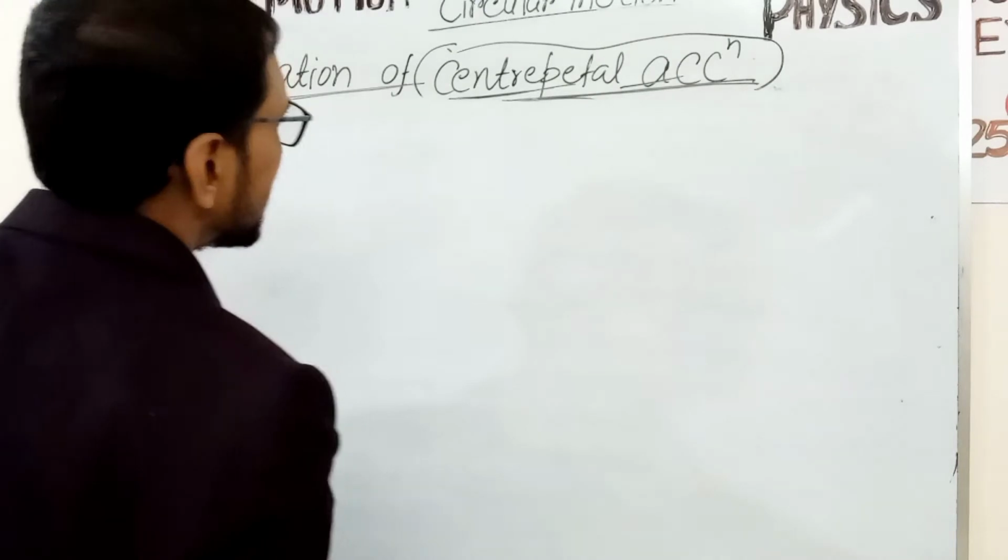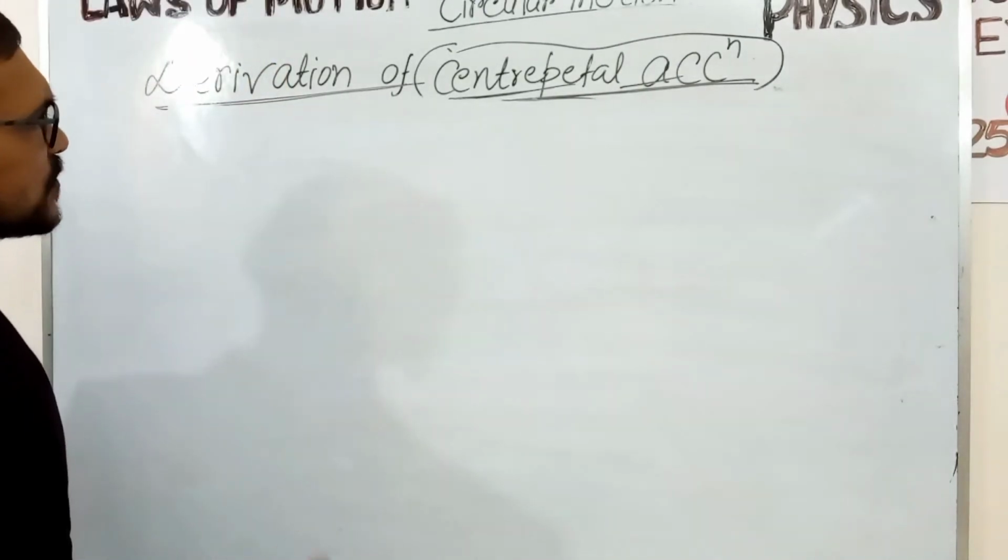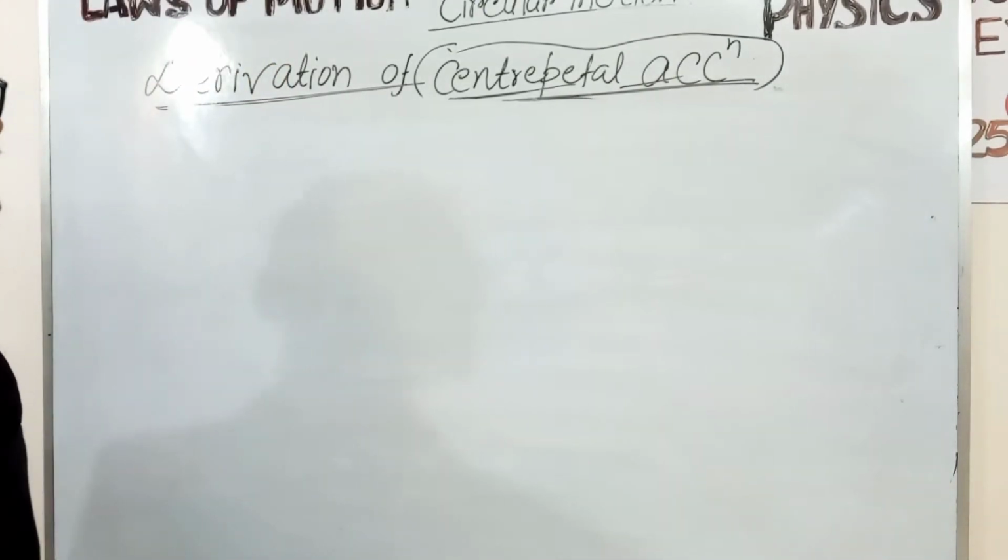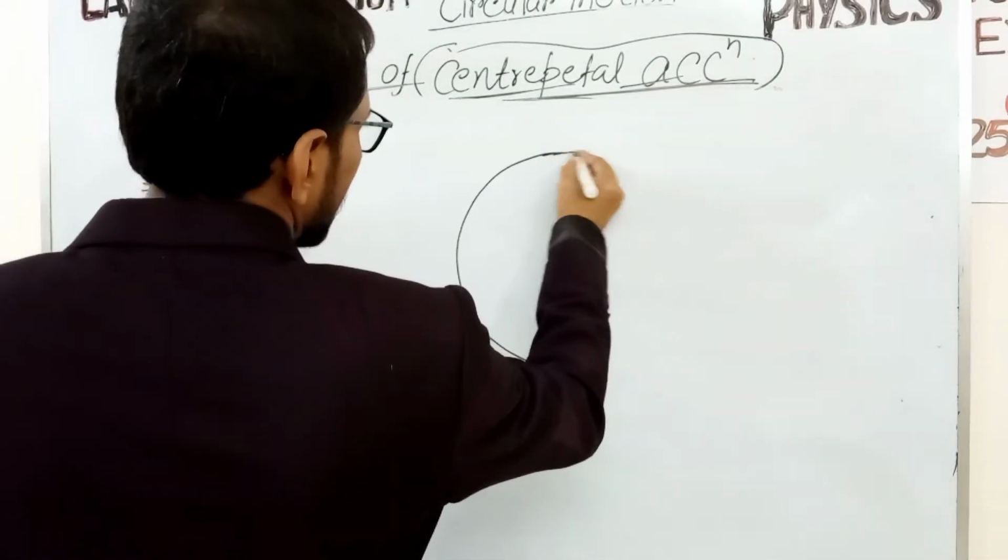In 3 methods, I will derive the centripetal acceleration. Which one is better for you? Take this method. Okay. Now, first method, in a circular path.